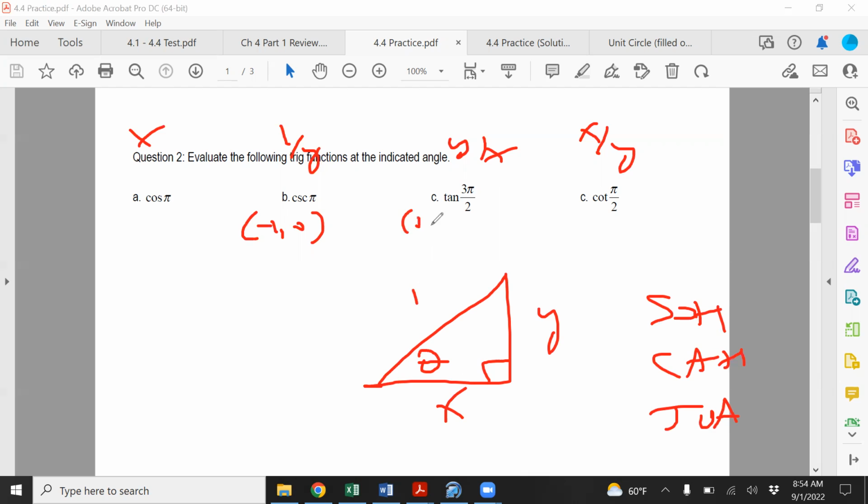So 3 pi over 2 is (0, -1). And you want y over x. Still undefined.